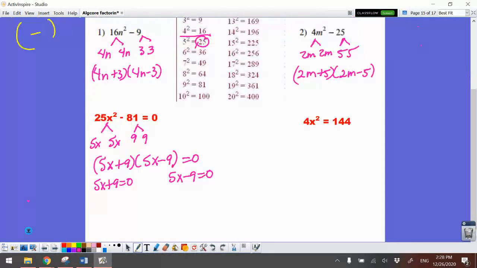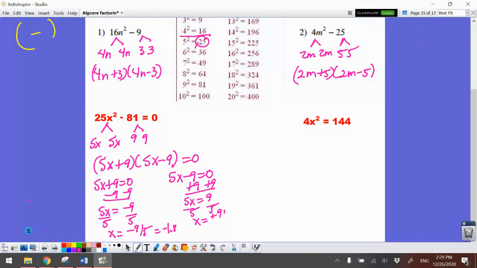So if I start solving those, I have to subtract my 9. 5x equals negative 9. Divide by 5. x is going to equal negative 9 over 5, which is going to be a negative 1.8. If I add 9 here, 5x is equal to 9. Divide by 5. x is going to equal a positive 9 over 5, or a positive 1.8.